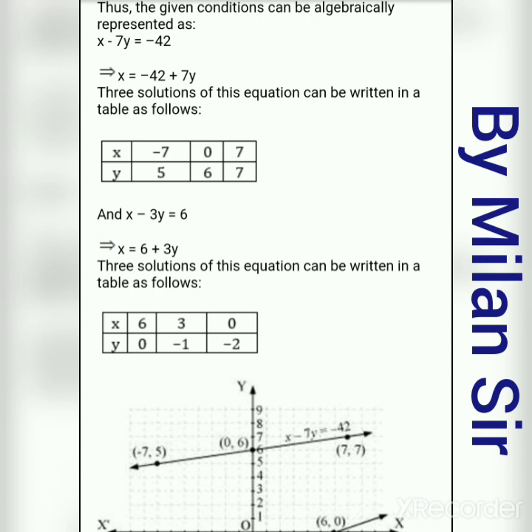Okay, so our first equation is x minus 7y is equal to minus 42. Now transfer this 7y to the right hand side. So our x is equal to minus 42 plus 7y. Now you can take any random value of y. We want a total of 3 values of x and y. First of all, in this PDF it is given that y is equal to 5, 6, 7. So just put the value of y in this equation.